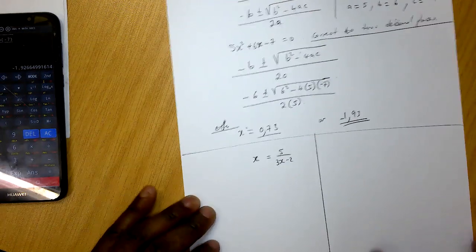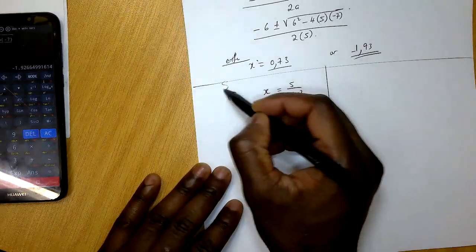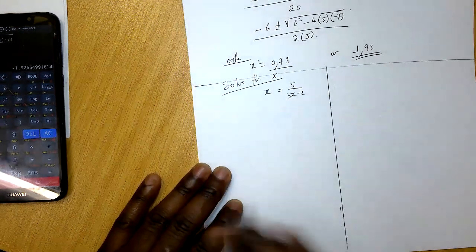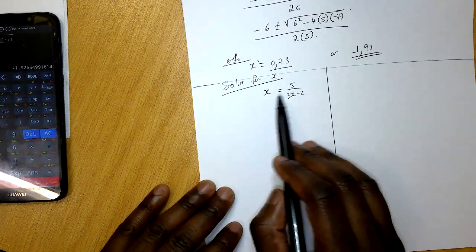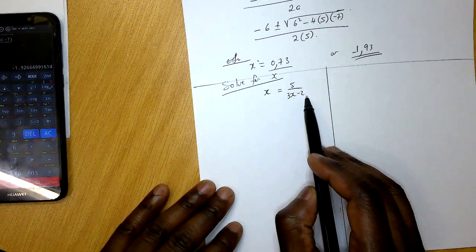Okay. In some cases as well, you are given an equation like this, and they're asking you to solve for x. Now they want you to solve for x in this case, but it's given here x is equal to 5 over 3x minus 2. Now what must you do in this case here?